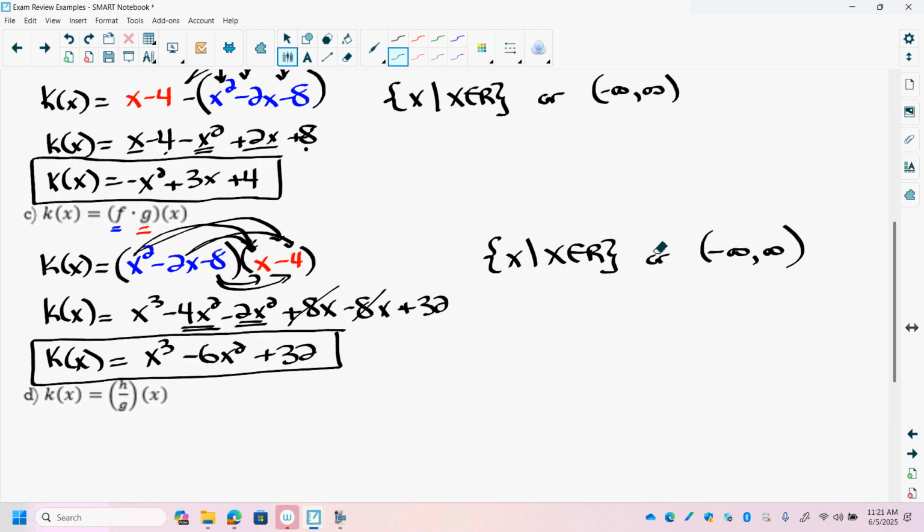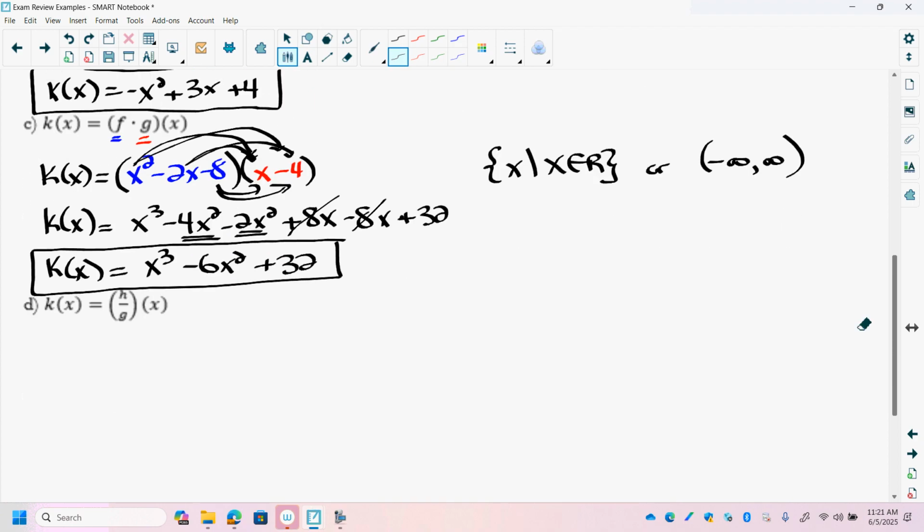Part D, this is where I have to consider the non-permissible values. This time I am combining h, the logarithmic function, and g, the linear function. K at x equals the log of 3x minus 2. Who knows what the base of that logarithm is? It's not written. What's it understood to be? 10. Good. It's a common logarithm. Excuse me. G at x is x minus 4.